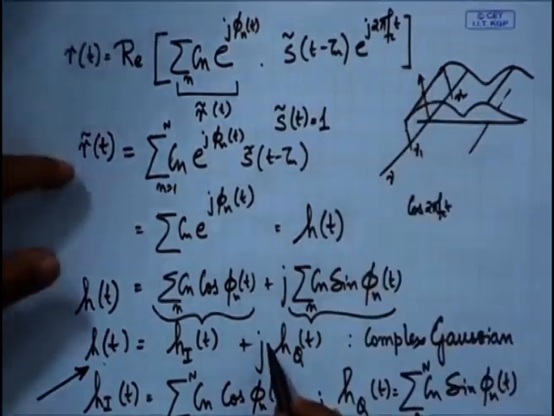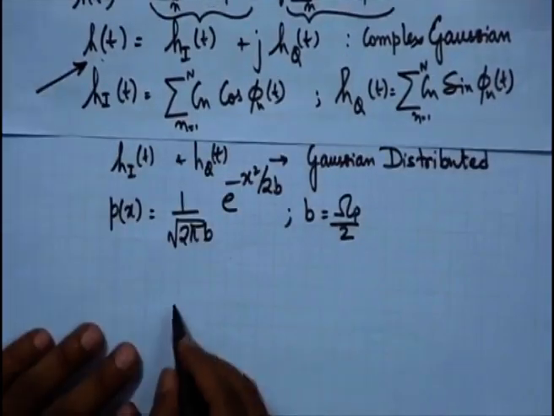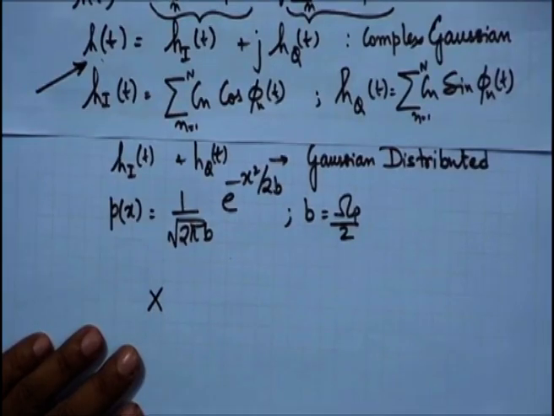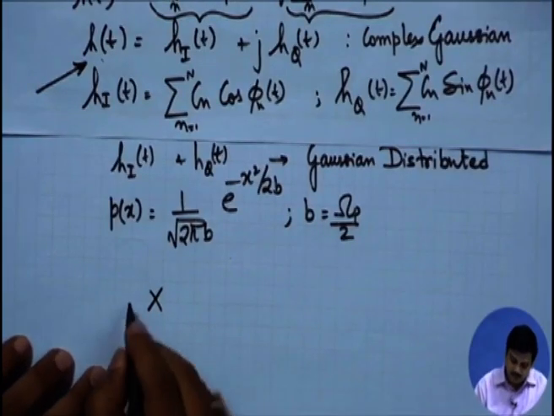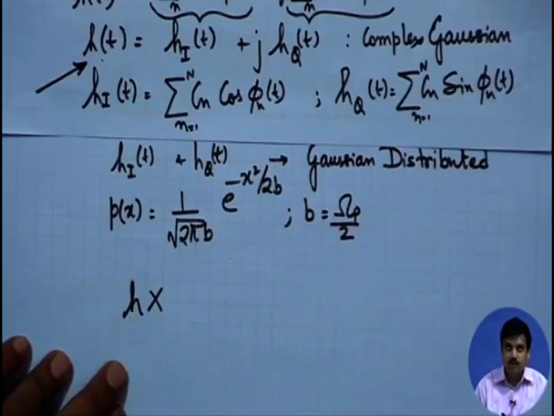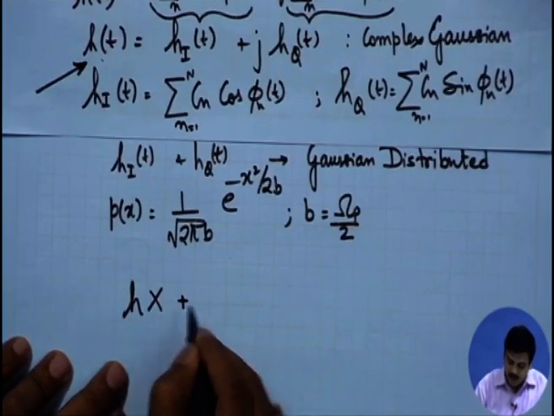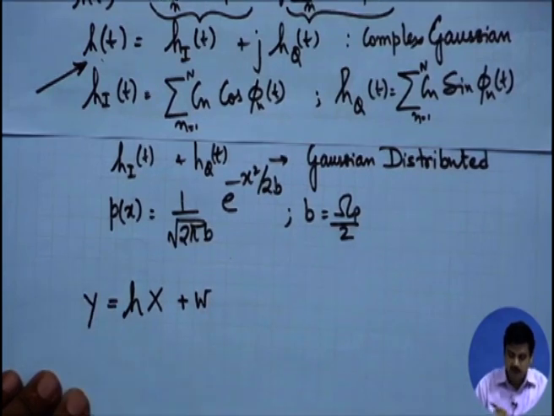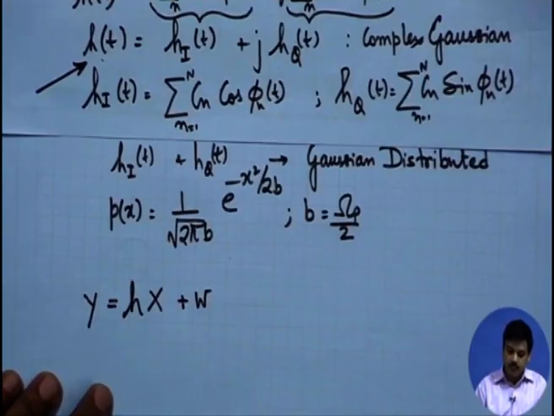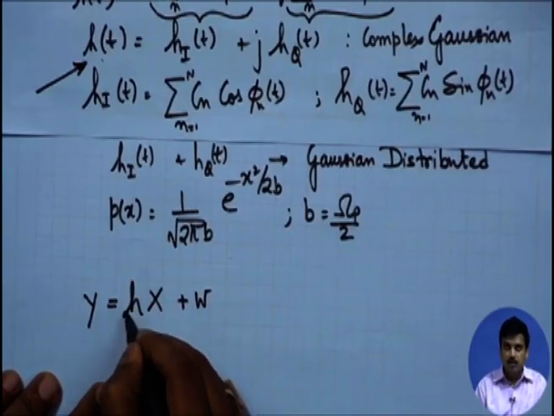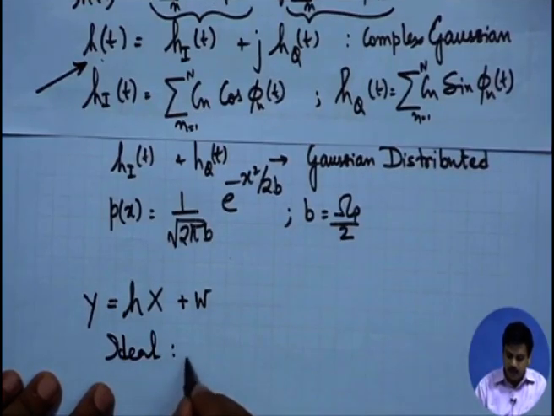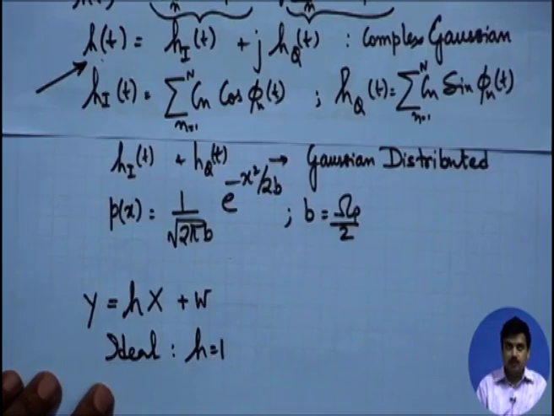So, if we take a typical digital communication system where, let us say, x is the symbol that is getting transmitted, it is a flat fading channel. So, there is multiplication with h, and let us say there is noise which is getting added, and finally, we are getting the received signal y. If there was no channel, or if this was ideal condition, that means under ideal condition h is equal to 1.